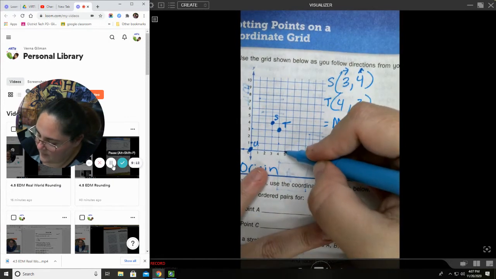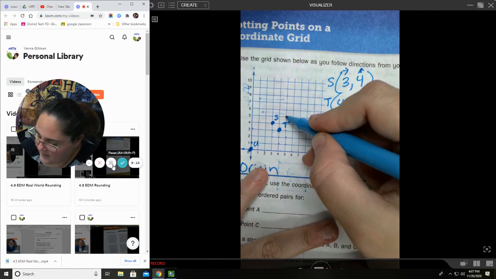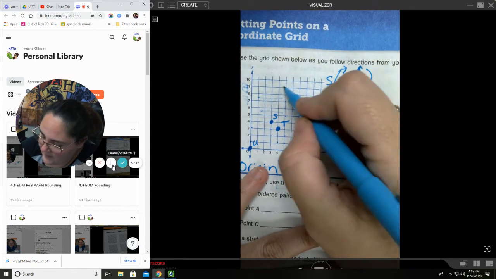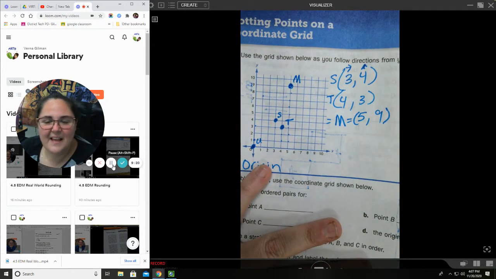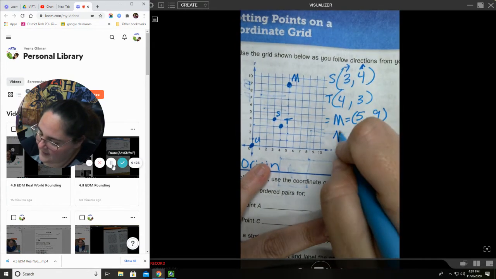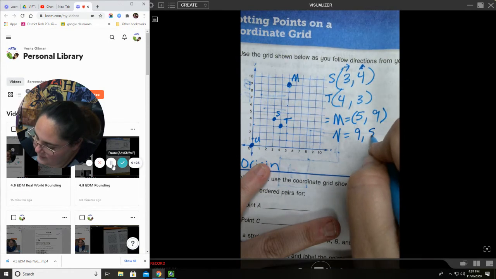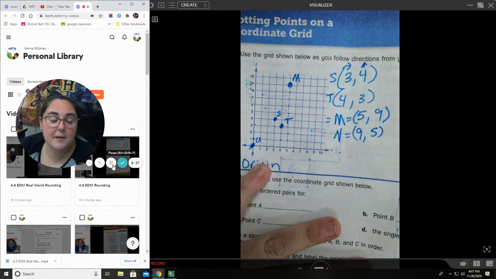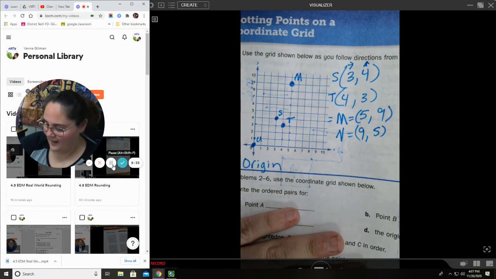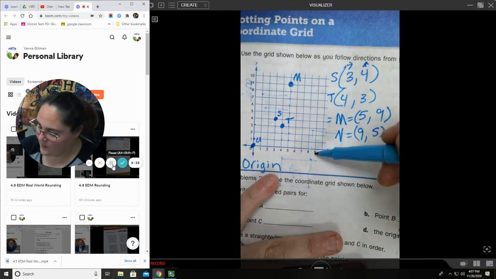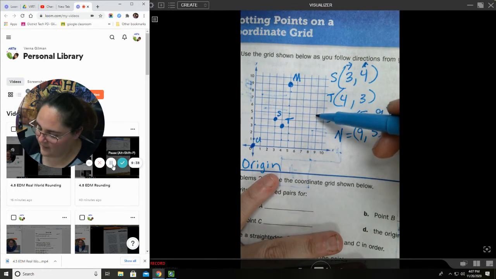Over 5. 1, 2, 3, 4, 5, 6, 7, 8, 9. Right here. That will be M. All right, and then N, 9, 5. Try to find that coordinate. Again, pause if you need to. Over 9, up 5. 1, 2, 3, 4, 5. Here we go.